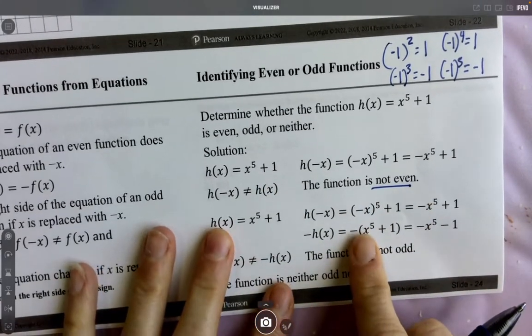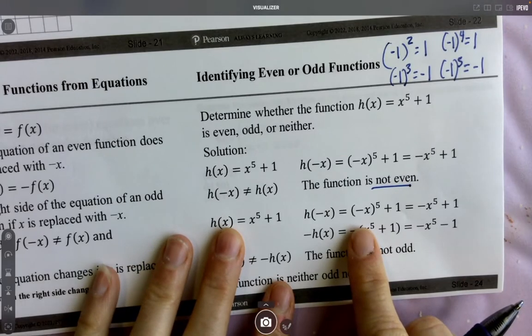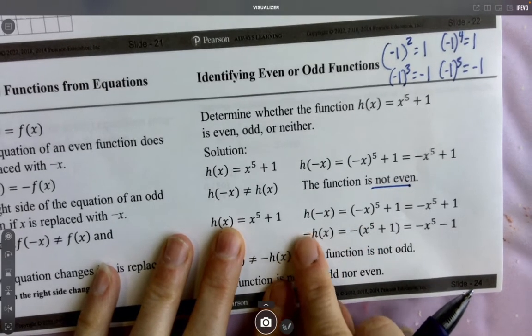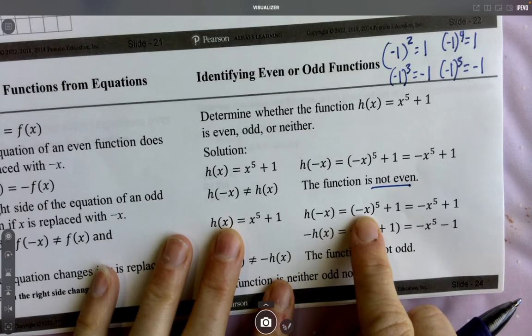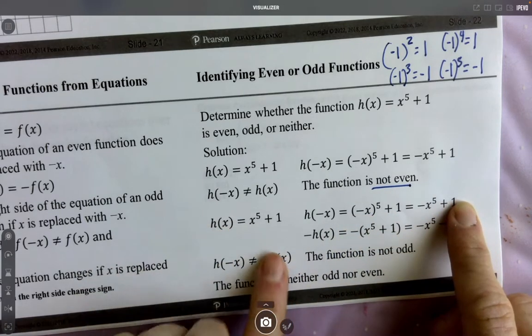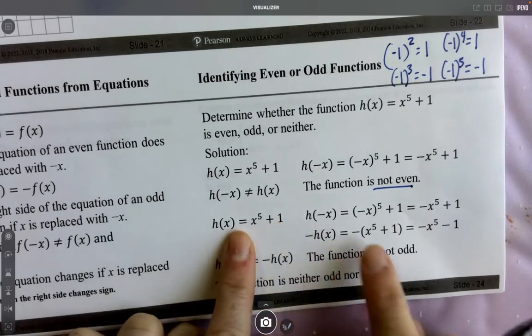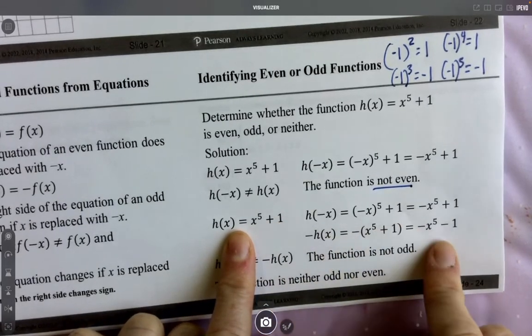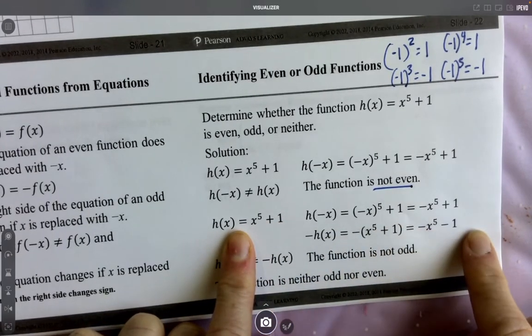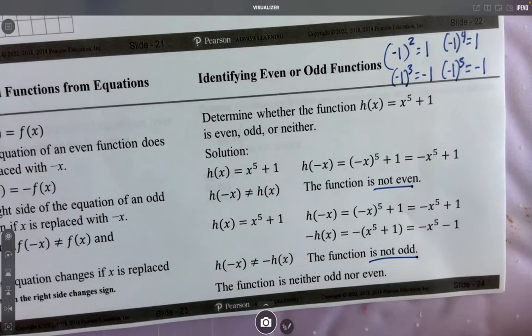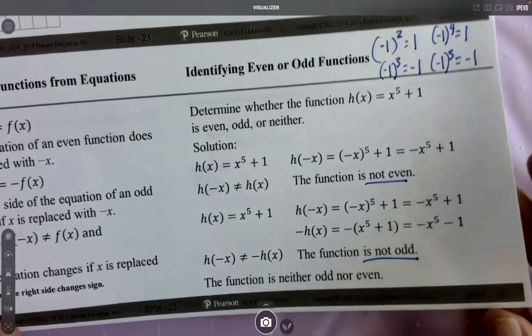So then we do the same thing here. We're going to plug in a negative x, and we get this. And then we are going to look at what this is and distribute the negative to everything and see if they're the same. They're not the same, so it's not odd. So it's neither odd nor even.